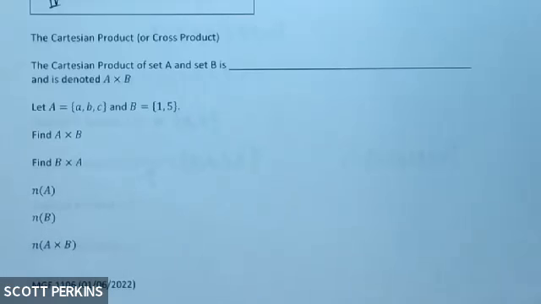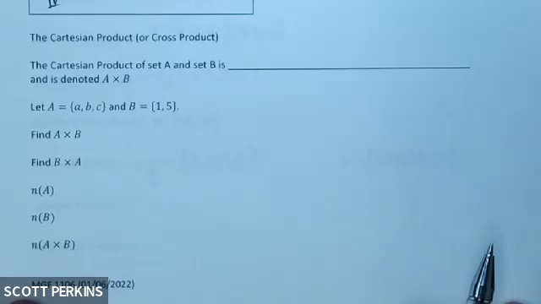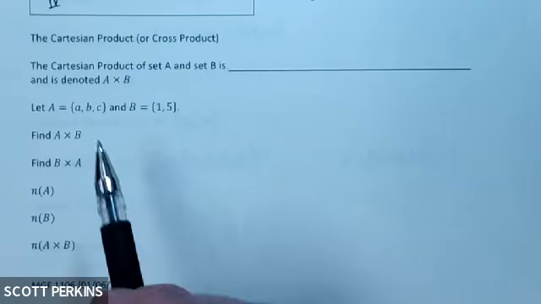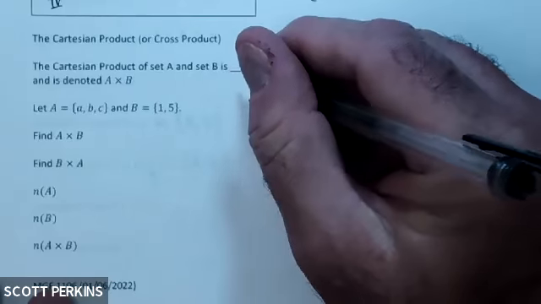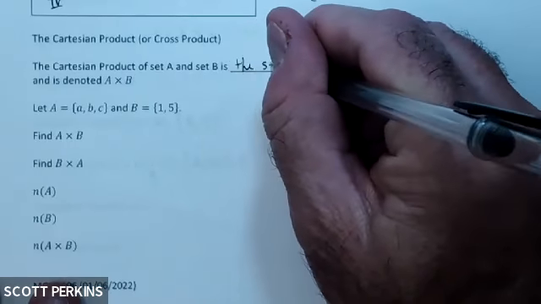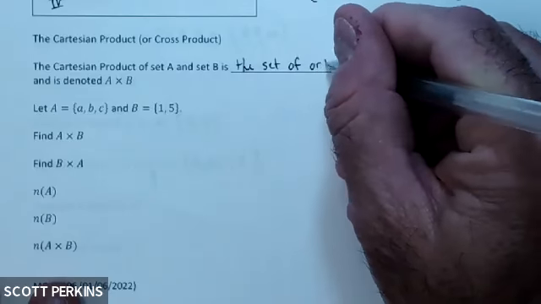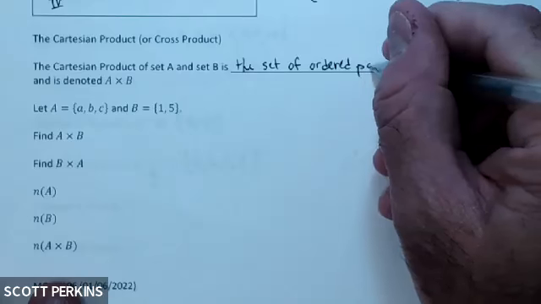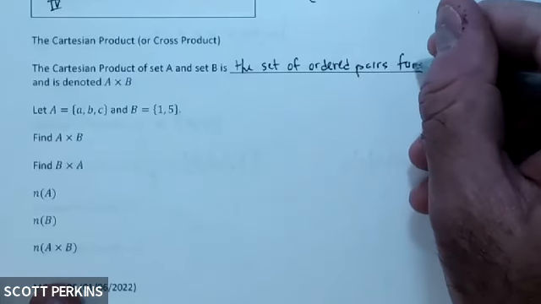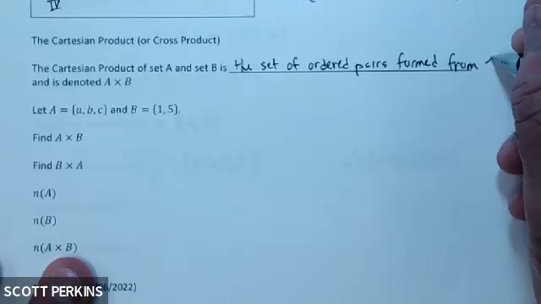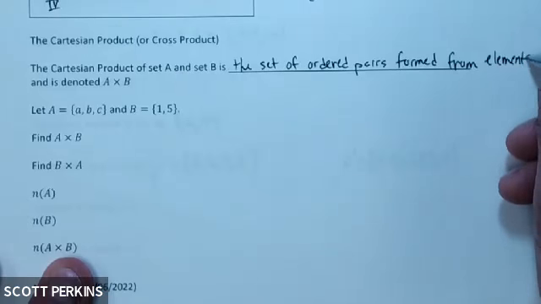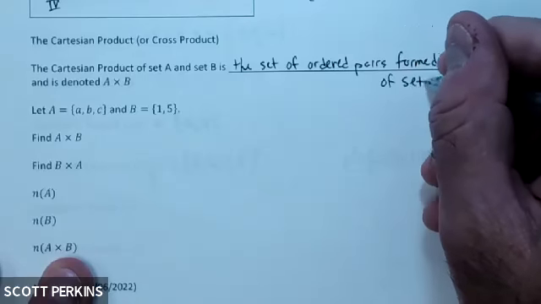Although there are other types of products if you talk about set theory, but this is where we're ending our quick little discussion of the operations. So if you say product, I will know what you mean. So the Cartesian product of set A and set B is this. It is the set of ordered pairs formed from elements of set A and set B.